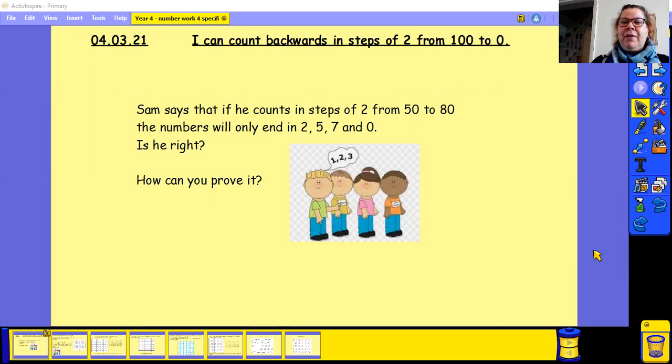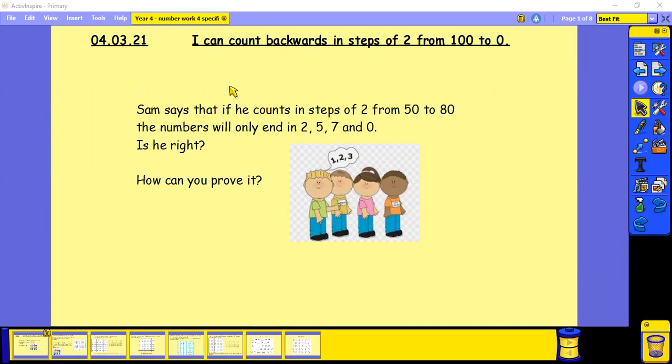So let's start by writing the short date and underlining, and the learning objective. I can count backwards in steps of 2 from 100 to 0, and underlining. We're going to start with the problem.